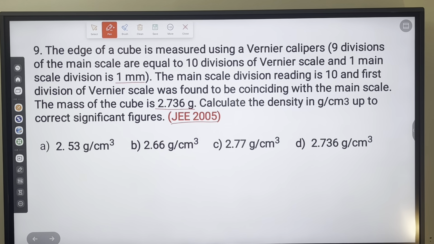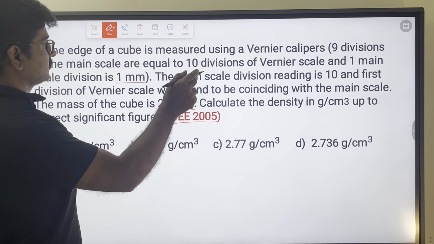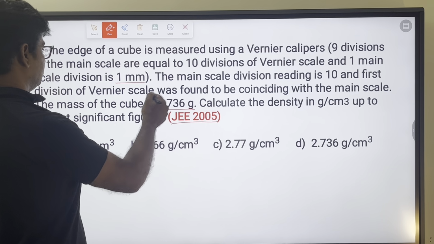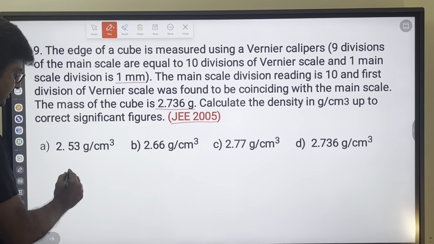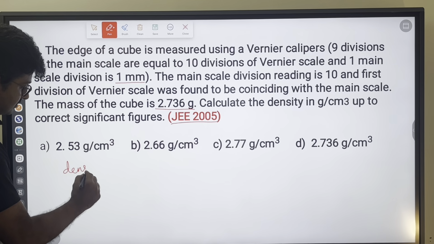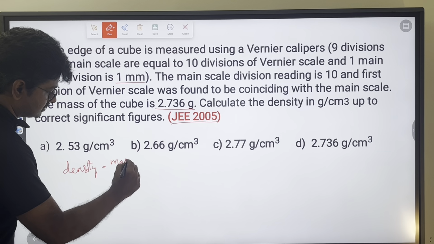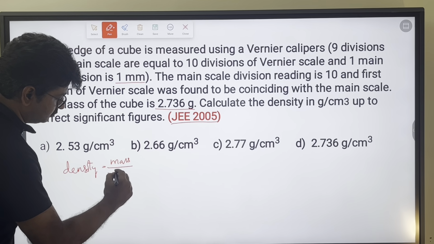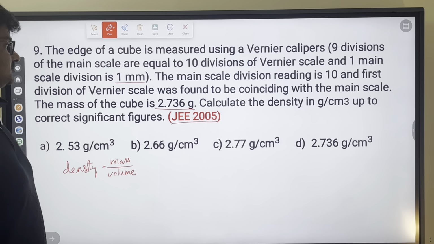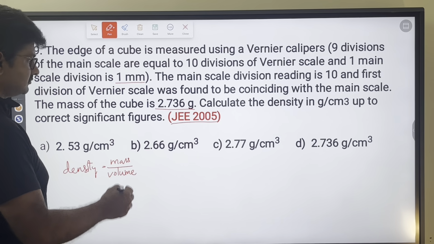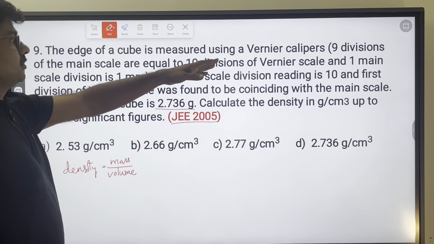So how to do this now? First we have to find the volume. Mass is given. What is density? Density is mass by volume. So mass is given, and the only thing is how to find the volume now.